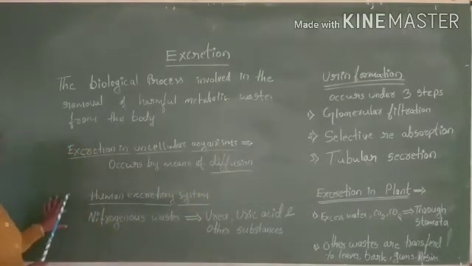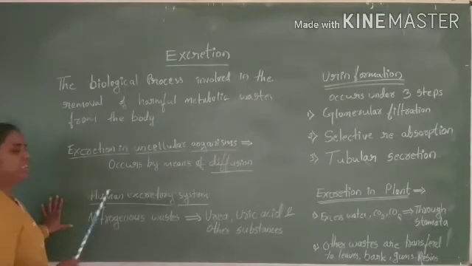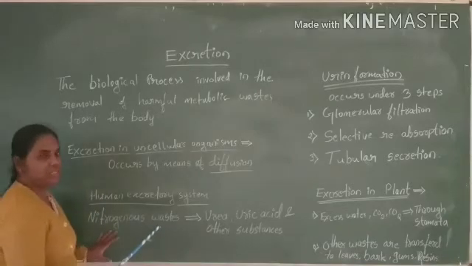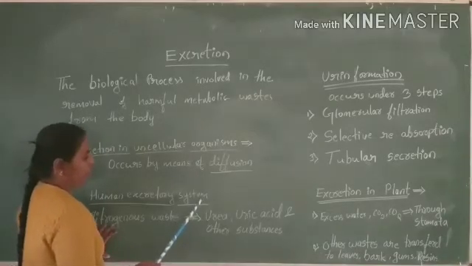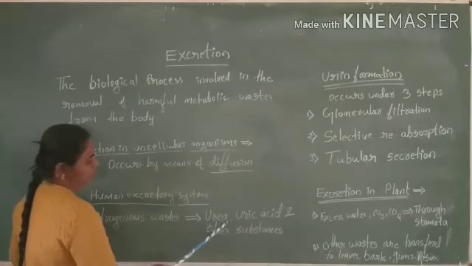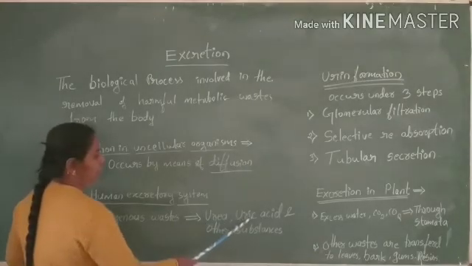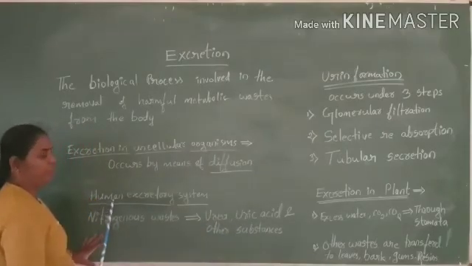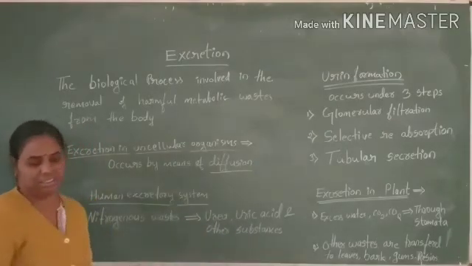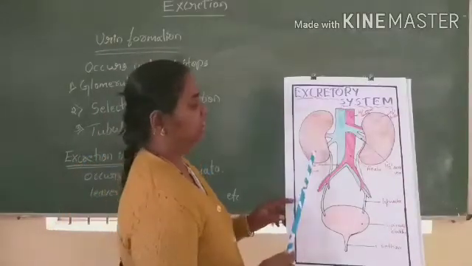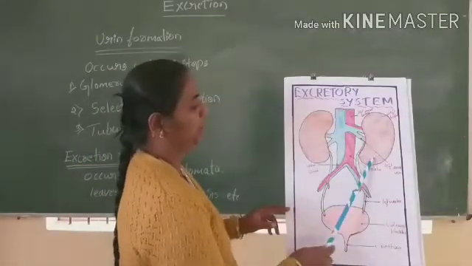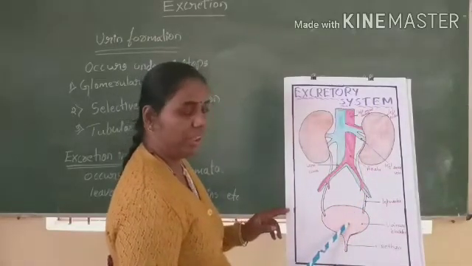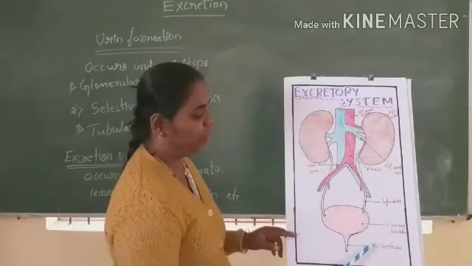In human beings, there is a separate system for excretion, and the nitrogenous wastes produced in human beings are usually in the form of urea, uric acid and other substances. Let us study the structure of the human excretory system. The human excretory system consists of a pair of bean-shaped kidneys, a pair of ureters, a sac-like structure called the urinary bladder, and the opening called the urethra.